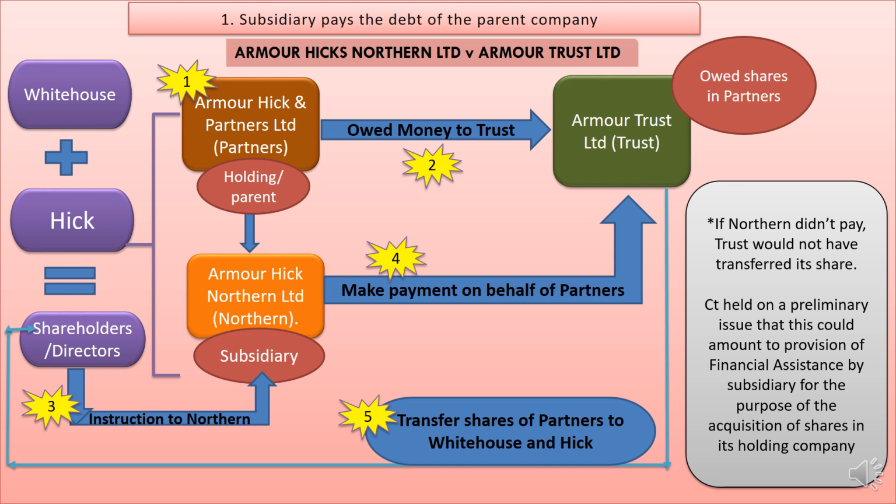The court in this case held on a preliminary issue that this could amount to provision of financial assistance by the subsidiary for the purpose of the acquisition of shares in its holding company. So the financial assistance was given not by the holding company, but by the subsidiary. The subsidiary actually pays the debt of the parent company so that the parent company could purchase its own shares. Okay? Next case.